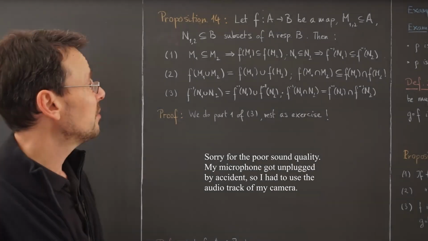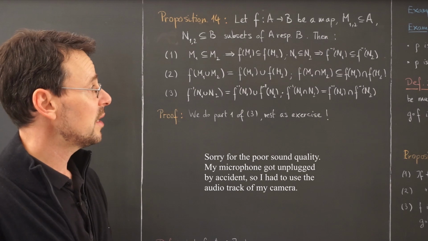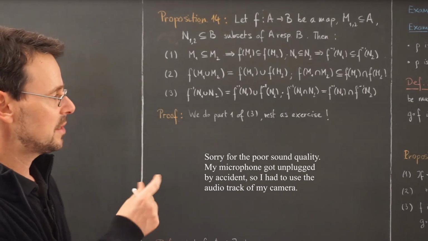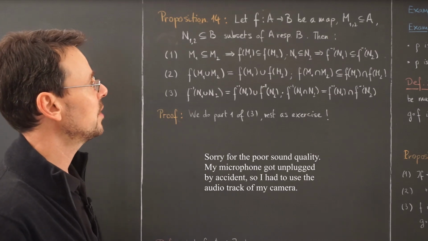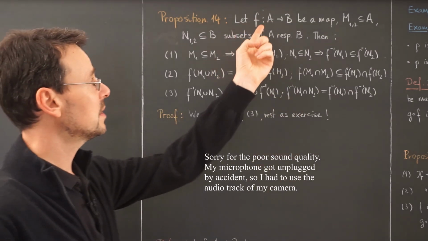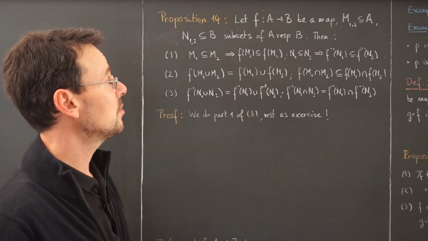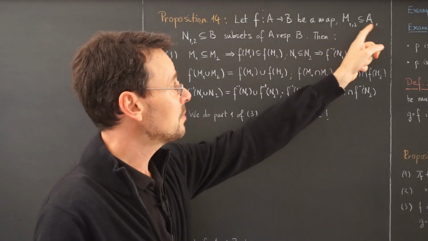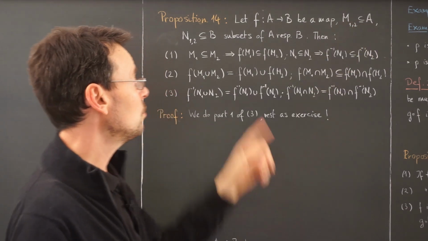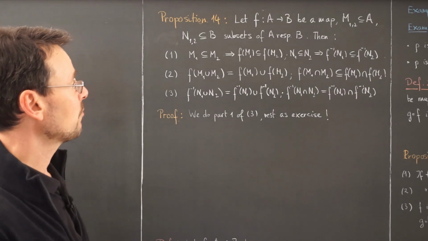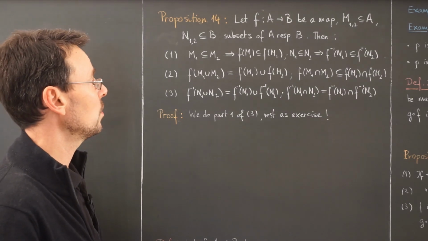We now come to a very elementary yet very, very important proposition when dealing with maps together with set operations. So the setting is always the same. Let F be a map between sets A and B. We take subsets of A, M1 and M2, and subsets of B called N1 and N2, and then the following holds.